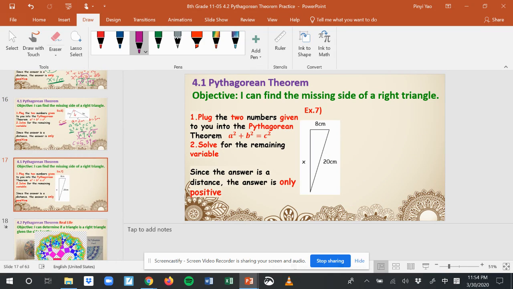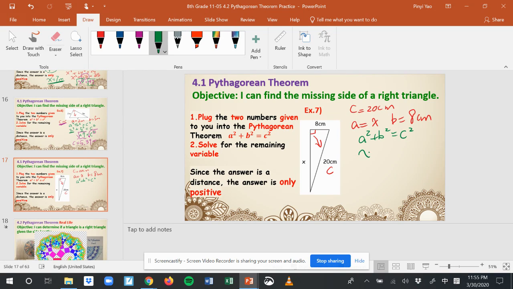So let's talk about one last example. Start with the right angle facing, that is going to be our C. So in this case, our C is 20 centimeter. Doesn't matter which is A, which is B. I'm just going to call A our X and B the 8 centimeter. Then we're going to set it up. A squared plus B squared equals C squared.